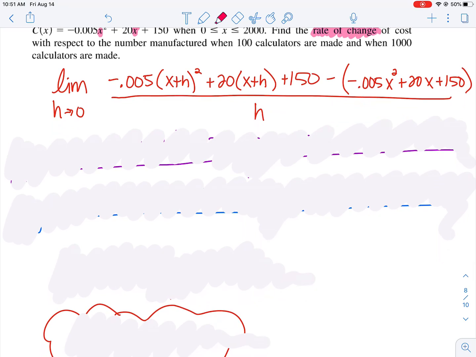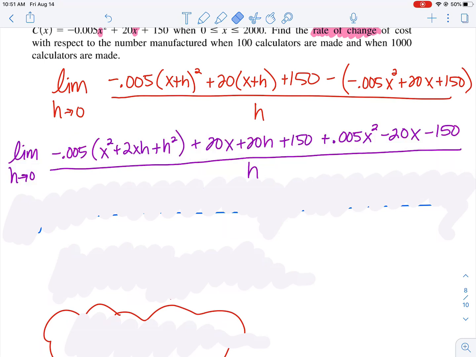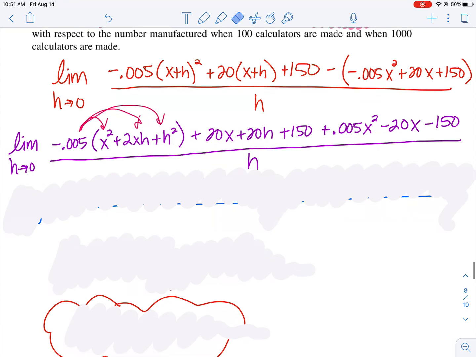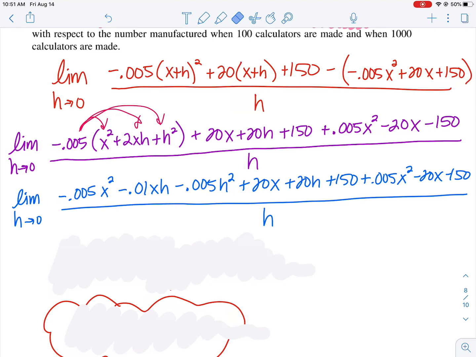I need you to FOIL, distribute, and combine all of your like terms. Hopefully, all of your terms without an h should cancel, right? So pause the video and then come back and see if you have all the same terms I do. All right, after I FOILed, I was left with the x squared plus 2xh plus h squared. I distributed my 20 through, and I distributed my negative 1 through. So I have this. I still have to make sure that I distribute this negative 0.005 through, so I'm going to do that now. And hopefully you have all the same terms that I do.